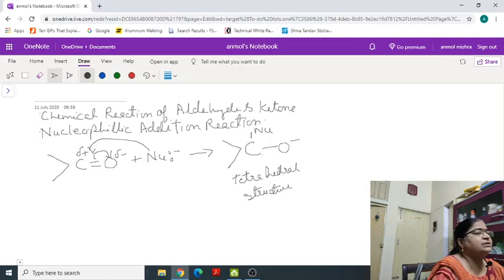And when this addition product accepts proton, it forms the addition product.